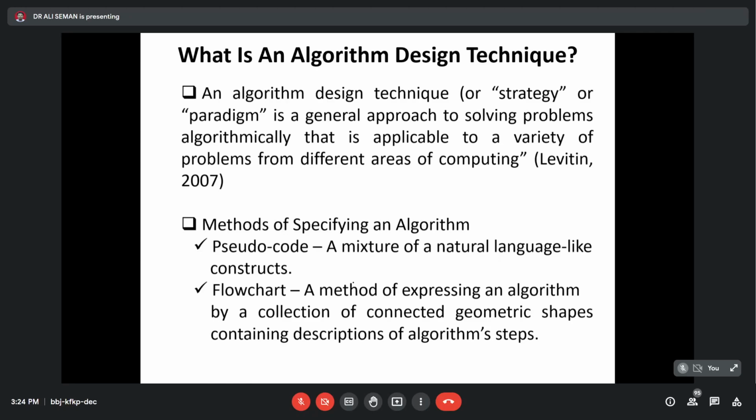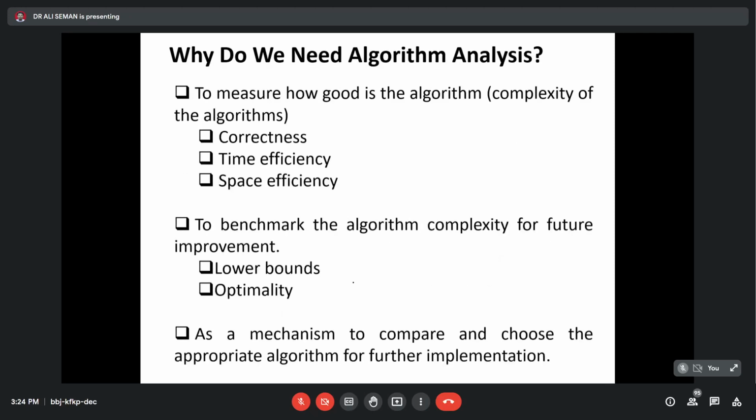And finally, from the pseudocode, you can implement the algorithm. Okay. Why do we need algorithm analysis? Basically, this is the same thing I think we discussed just now. I think I will skip this.